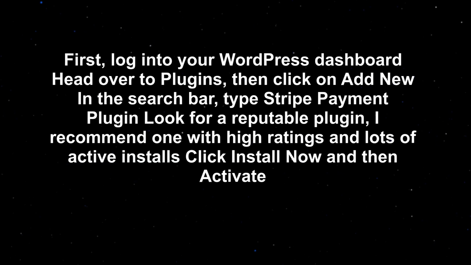First, log into your WordPress dashboard, head over to Plugins, then click on Add New. In the search bar, type Stripe Payment Plugin. Look for a reputable plugin. I recommend one with high ratings and lots of active installs. Click Install Now and then Activate.